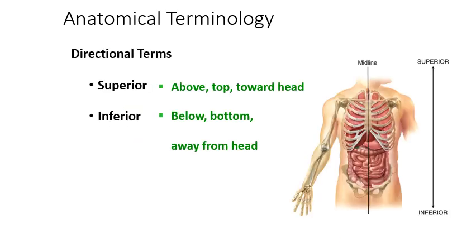And then getting into the directional terms. The directional terms describe different places on the body. So superior is referring to things that are above something, so closer to the top of the head, to the top of the body, whereas inferior refers to below. So these are relative terms. Superior is more towards the top, inferior is more towards the bottom.